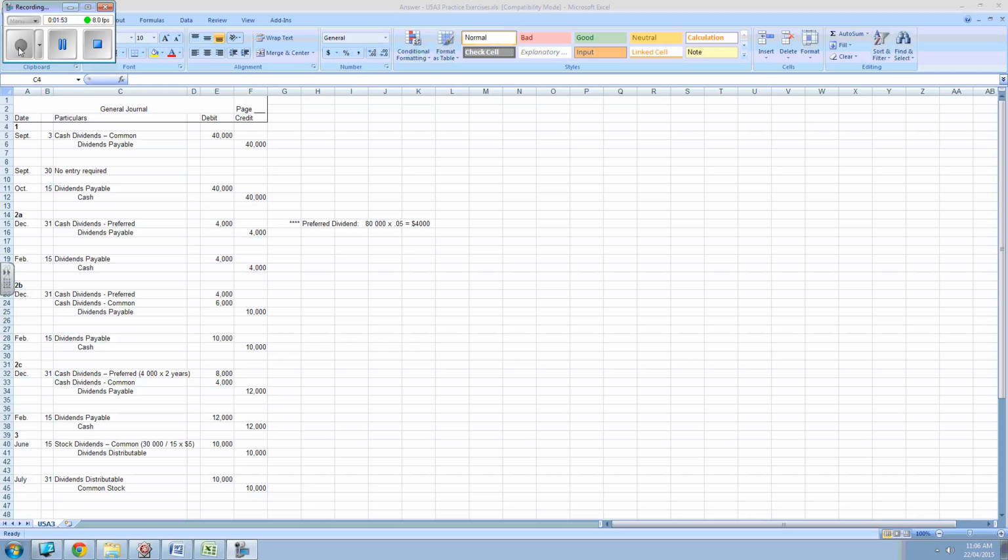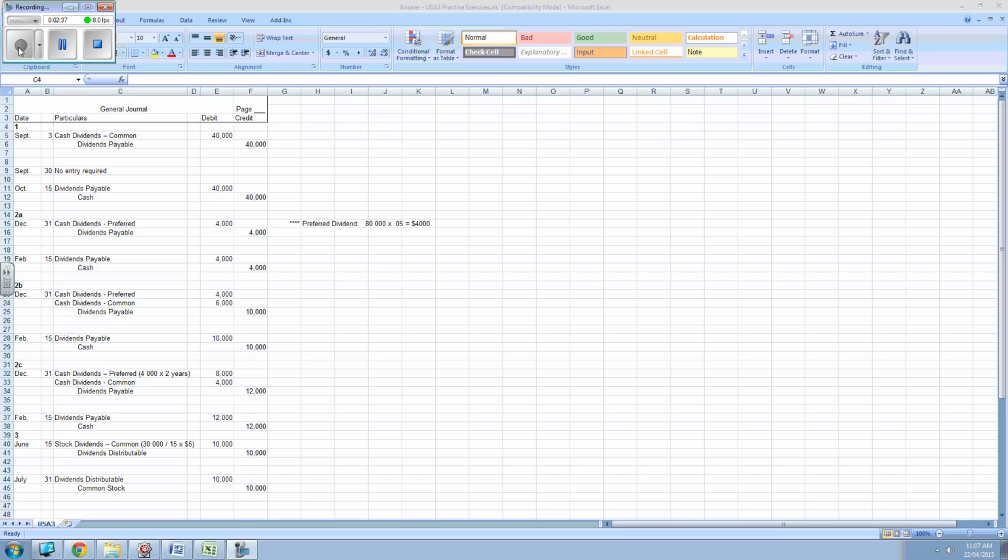On 2C, it's saying that they didn't pay dividends to preferred shareholders in 2015, but they've declared $12,000 in dividends for all shareholders in 2016, payable in 2017. So on December 31st, 2016, you have to record that you owe 2 years to preferred shareholders, so that's a debit of 8,000 to cash dividends preferred, and debit cash dividends common 4,000. That's the remainder when you take 12,000 minus the 8,000 owed to preferred, and credit dividends payable. And then on the 15th, when you pay it, debit dividends payable, credit cash.